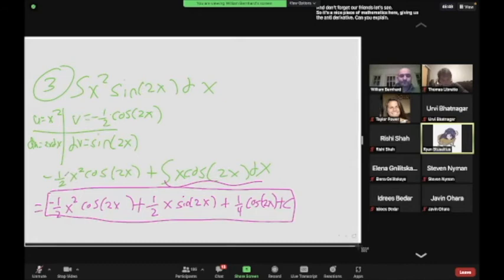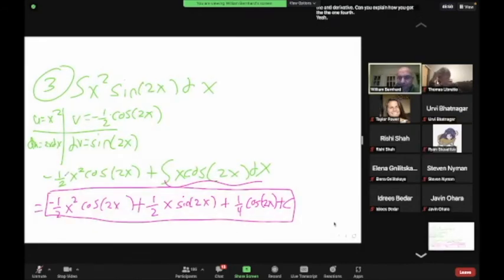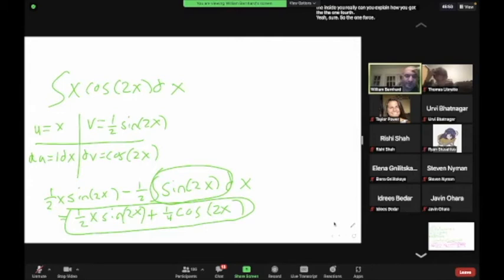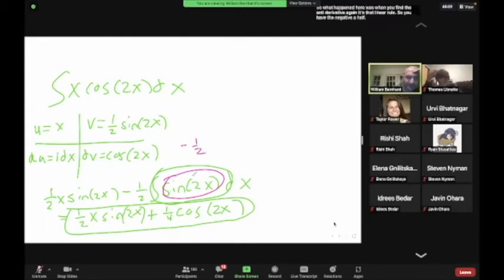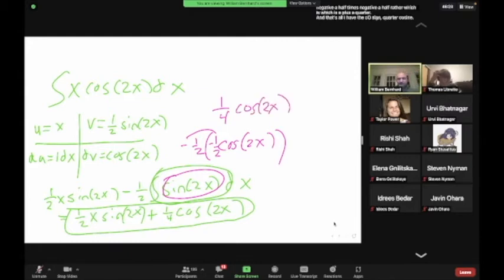Can you explain how you got the 1/4? Yeah, sure. So what happened here was, when you find the antiderivative again, it's that linear rule. So you have the negative a half on the outside. The antiderivative of sine of something is going to wind up being the negative cosine of something. But again, that linear rule puts the half right here. So then what winds up happening is you have the negative a half times the negative a half, which is plus a quarter. And that's how I have the quarter cosine 2x.